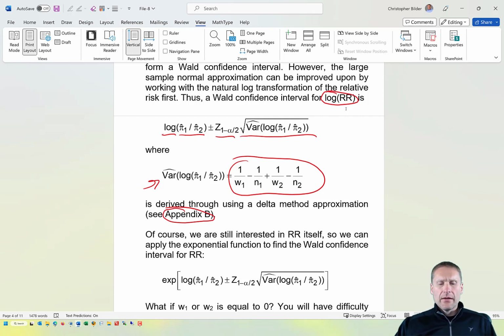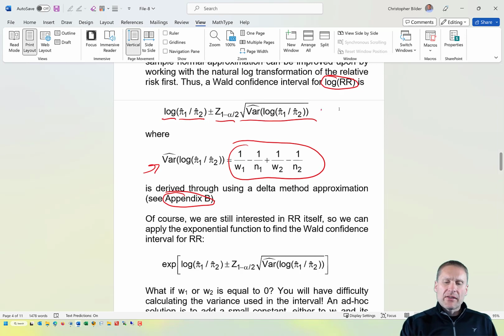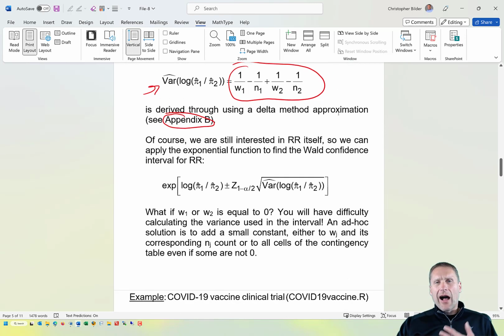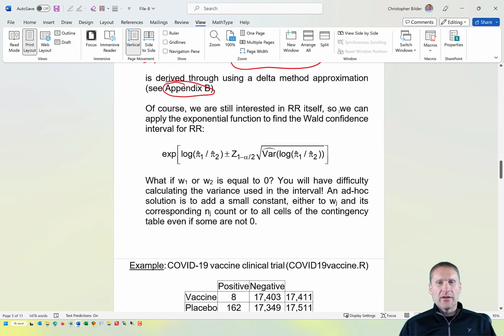Okay, so now I have this confidence interval for the log of RR. I want a confidence interval though for RR itself. So what do I do? I do essentially the inverse transformation of the log transformation, and that is of course then the exponential function. So I use the exponential function with what I just found from my previous interval, and there you go. There's my confidence interval for the relative risk.